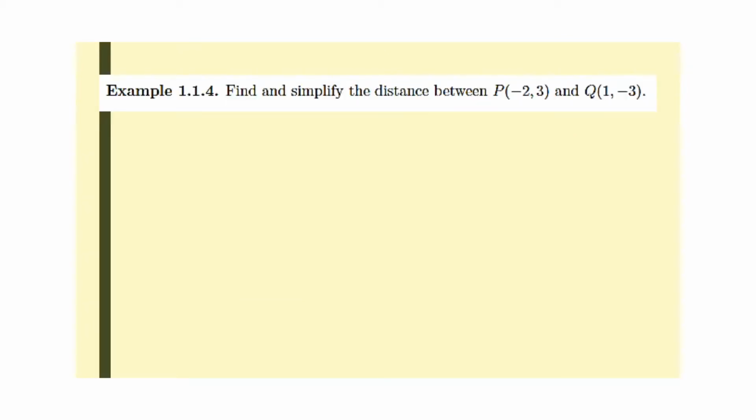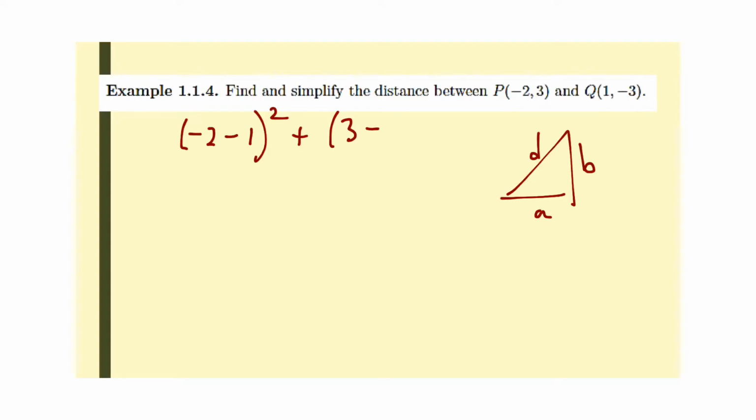All right, so let's try one. If I'm given 2 points, point P and point Q, remember we're going to take the difference in the x's and square it. That would be in either order. So let's go -2 minus 1. That's the difference in the x's, and I'm going to square that. Remember, that's this side over here. And then the difference in the y's, so that would be 3 minus -3, and we're going to square it.